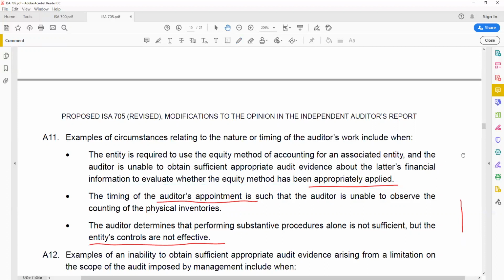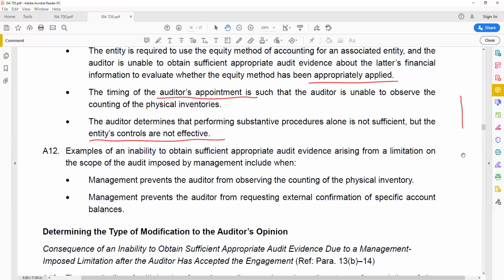Another situation could be where management prevents you from carrying out a substantive procedure. For example, they deny you access to the count and prevent you from observing the physical inventory count. They deny you access to their customers, or they don't give permission to communicate with the bank. All this implies what we call a scope limitation.